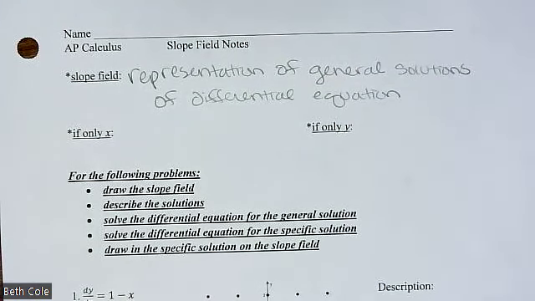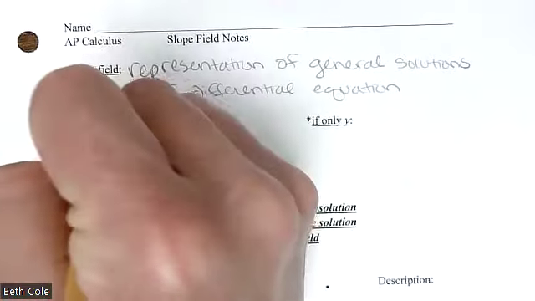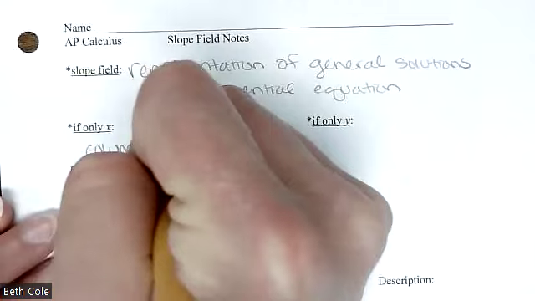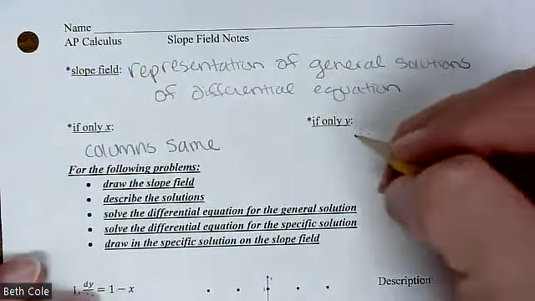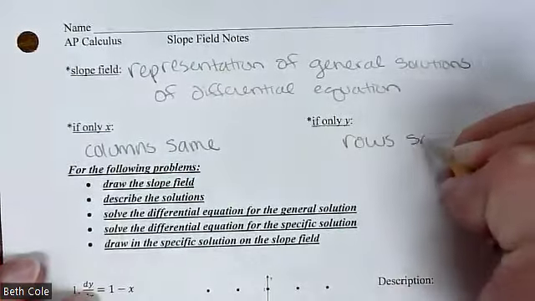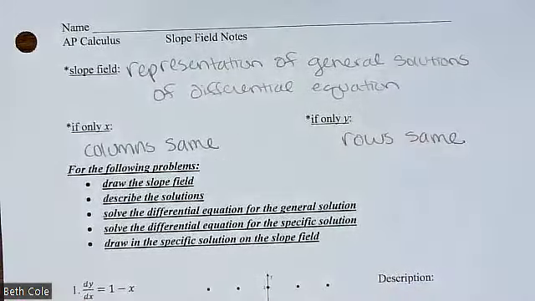Now, if your differential equation only has X's or Y's, you kind of catch a break because you can knock out whole rows or columns at the same time. If you only have X's, all of your columns are the same. And if you only have Y's, then all of your rows are the same. So it makes it easier to draw. So I made the first two, one of them only X and one of them only Y, so you can see what I'm talking about.